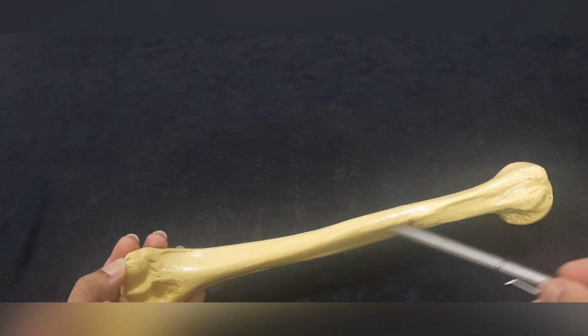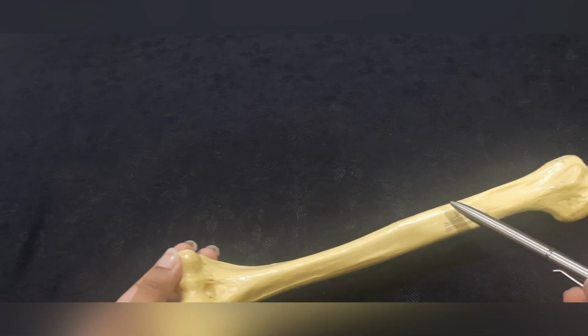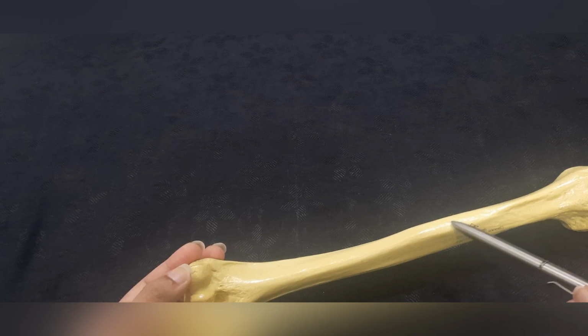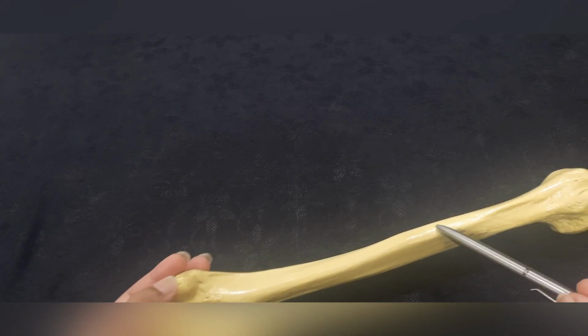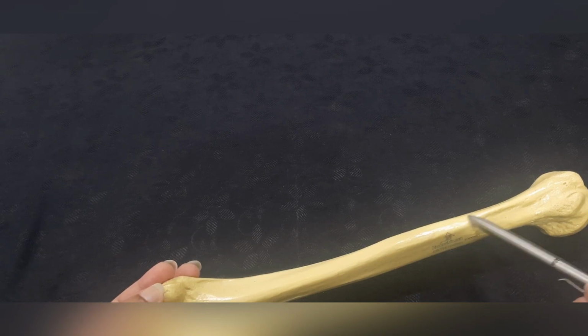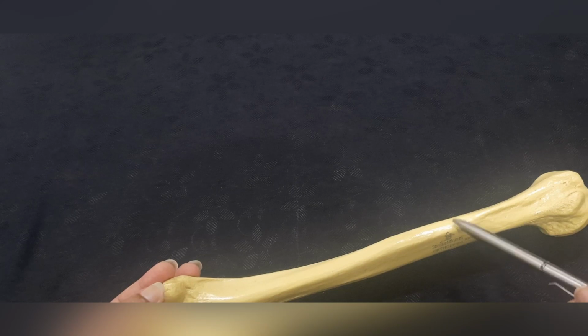Now coming towards the shaft of the bone, anteriorly अगर हम गौर करें तो मिड शाफ्ट पे या जस्ट नियर टू द प्रॉक्सिमल एंड यहाँ पे हमें एक रफ सी सरफेस नज़र आती है, एंड दिस सरफेस और दिस पॉइंट इज़ नोन एज द डेल्टॉइड ट्यूबरोसिटी. इस एरिया पे डेल्टॉइड मसल अटैच होता है.